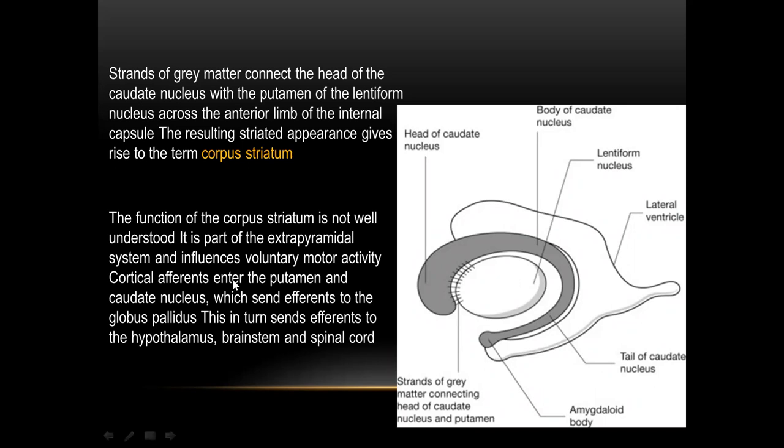Cortical afferents enter the putamen and caudate nucleus, which send efferents to the globus pallidus and then to the hypothalamus, brainstem, and the spinal cord.